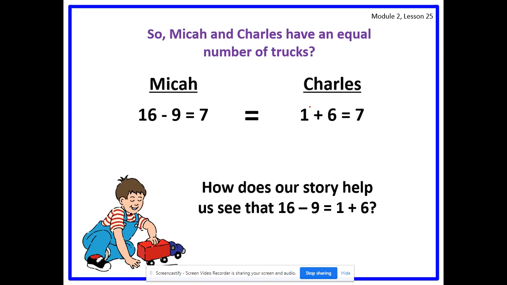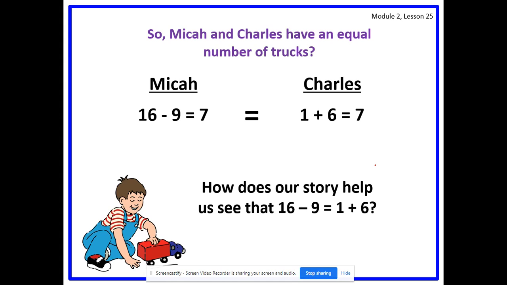So how did our story help us see that? Well, because if you see 7 and 7, that means that both sides are equal or the same, meaning that both boys have the same amount of trucks. Guess what we just made? We just made a true number sentence because both number sentences are equal on both sides. Great job, boys and girls.